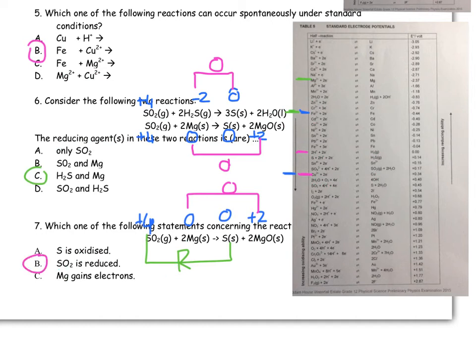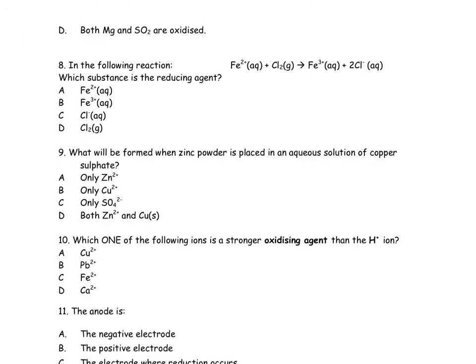The magnesium gains electrons. No, it actually loses electrons. And finally, both the magnesium and the sulfur dioxide are oxidized. No, they can't both be oxidized. One is oxidized and one is reduced. In the following reaction, which substance is the reducing agent? Again, you need to assign oxidation numbers to that, and you find that your oxidation is over here and your reduction is over there. So the reducing agent got oxidized, and that would be Fe2+.